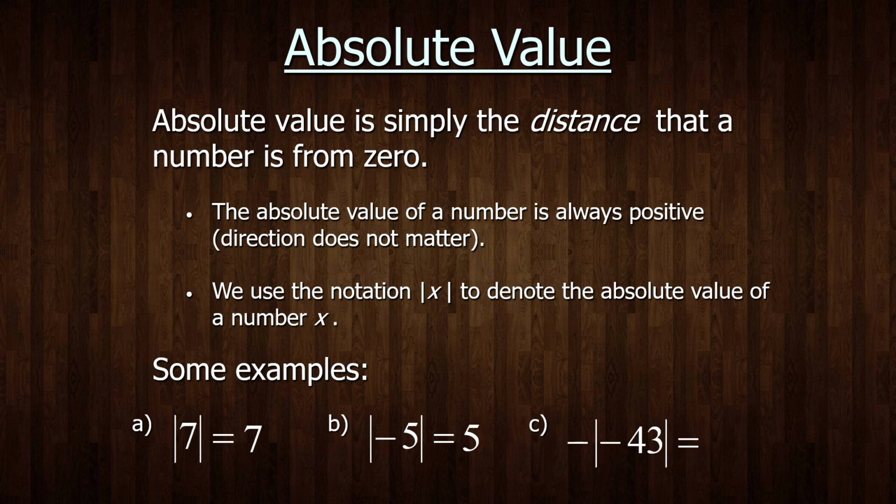Now, with this one, it looks like we have an extra negative sign. Don't let that throw you off. What is the negative of the absolute value of negative 43? Well, we just got to ask, how far is negative 43 from 0? And the answer to that is 43. So the absolute value of negative 43 is just 43. But we have to make our answer negative because we have this negative sign here. So the final result is negative 43.